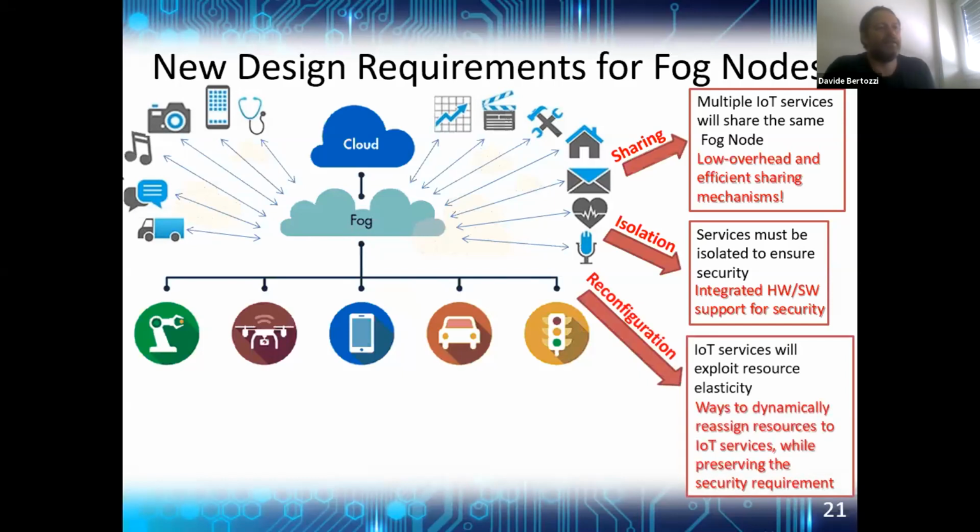Last but not least, the key requirement for elastic computing, especially for resource elasticity, is to have an efficient dynamic reconfiguration mechanism in place. You should dynamically change the amount of resources that you give to running IoT services. And this requires hardware support because you have to do it fast. And while reconfiguring the resources, you must not lose the security property.